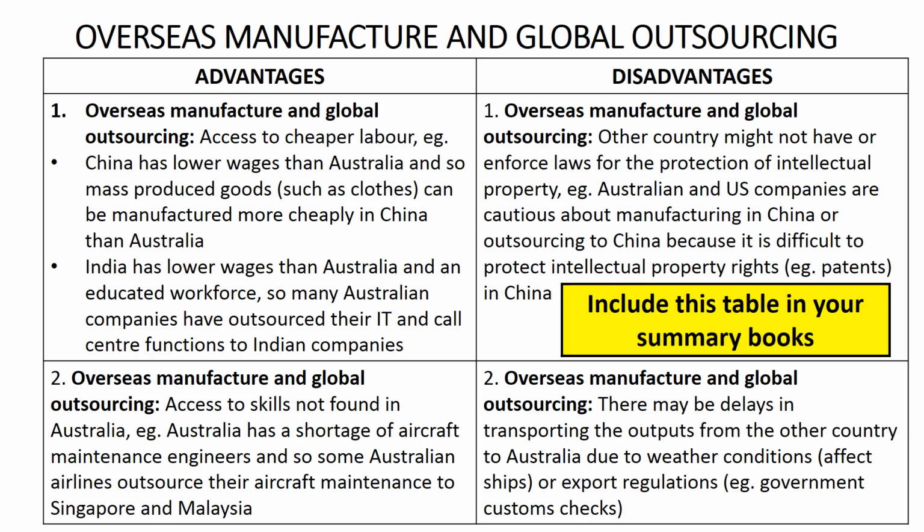Another disadvantage of both overseas manufacture and global outsourcing is that there may be delays in transporting the outputs from the country in which those outputs are manufactured to Australia. These delays could be caused by factors such as weather conditions, which affect shipping schedules, or export regulations, which require things such as customs checks.